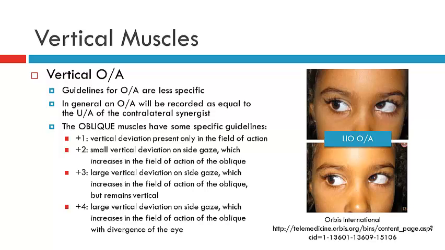And finally, a +4 is where we also have the eye diverging out as we move into the field of action of the oblique muscle. So what we would see is that in that image in dextral elevation, the eye is not only vertically up, but we'd actually start to see it diverge out.